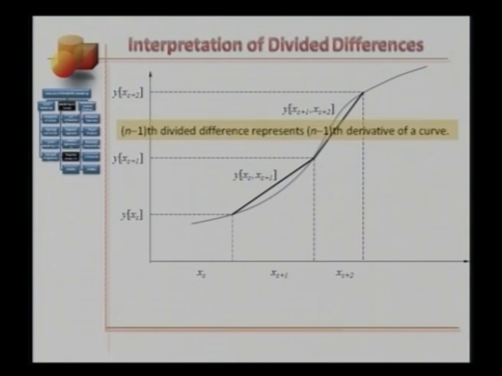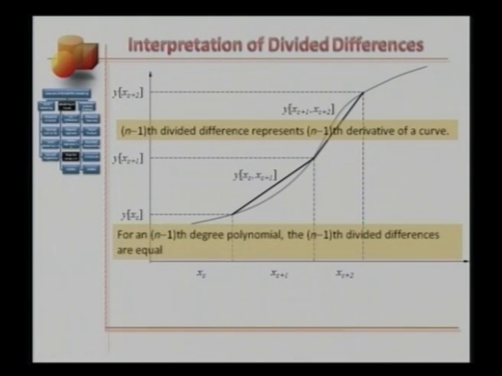So in general, the n minus 1th divided difference would represent the n minus 1th derivative of the curve. Remember the term that I'm using here. It represents, it is not equal to the n minus 1th derivative of the curve. Now this is something very interesting. For an n minus 1th degree polynomial, the n minus 1th divided differences are all equal, and correspondingly, the nth divided differences are all 0.